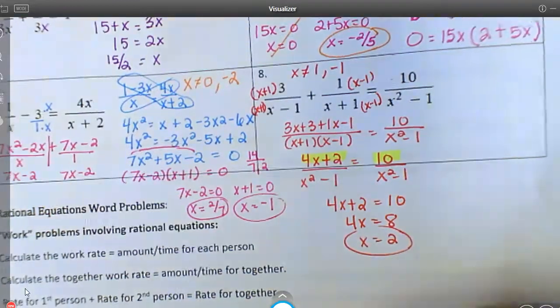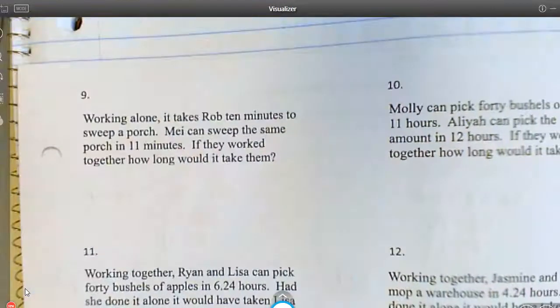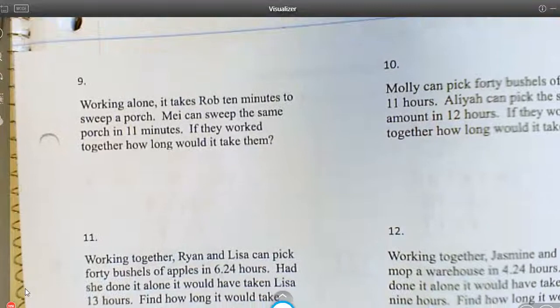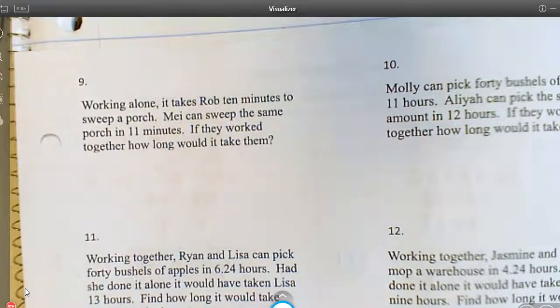Alright. I want to show you one other kind of problem. It's basically a problem very similar to what we've just been doing, except they wrote the problem in words. And I know that scares you a little bit, but I promise you that these words, it's easier to figure out, and I'll show you how to do that.